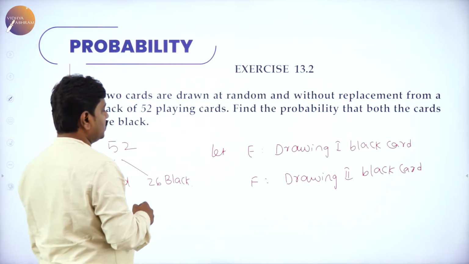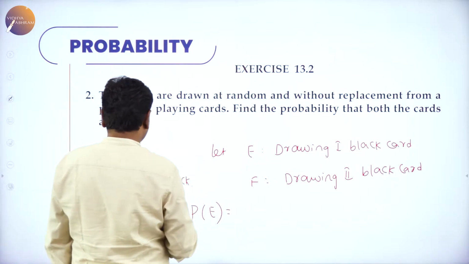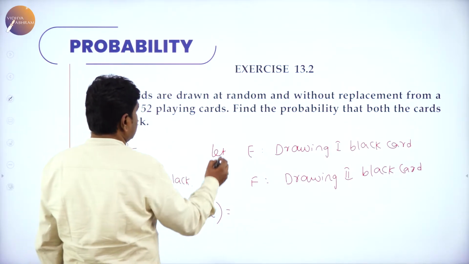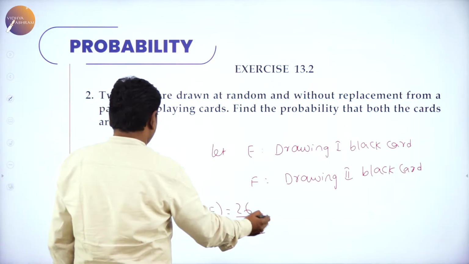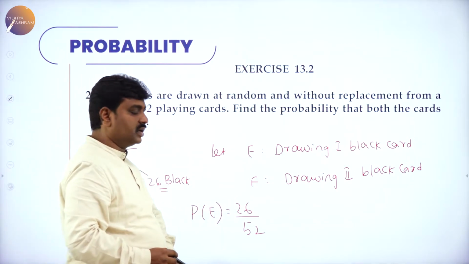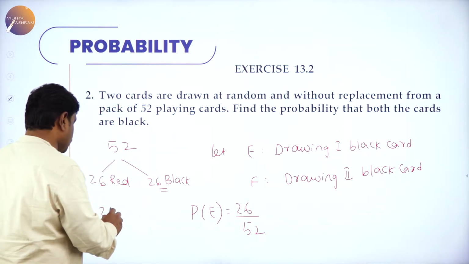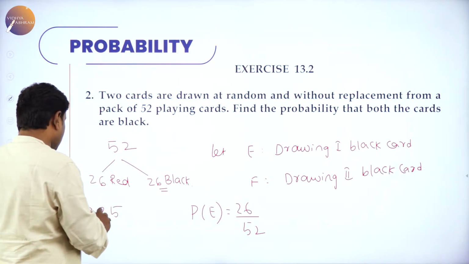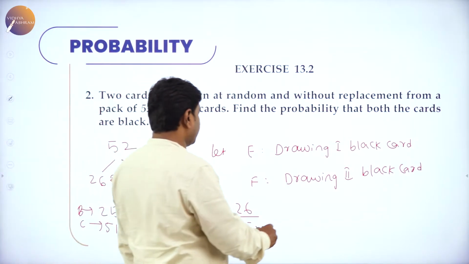So now here, P of E means probability of drawing first black card. So first we have how many? 26 cards are there. Out of 26, out of 52 cards. So if you want one black card, 26 by 52 is probability of drawing first black card. After you draw, number of black cards becomes 25 and total number of cards will become 51. So P of F, what is P of F?